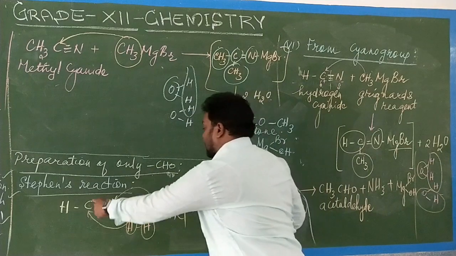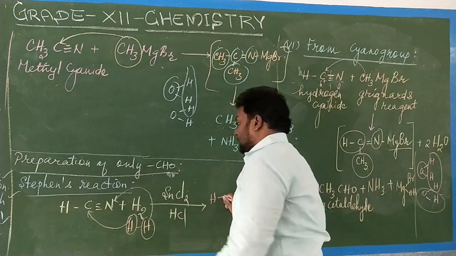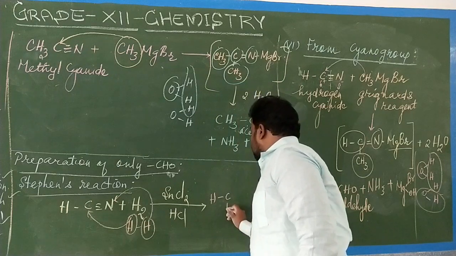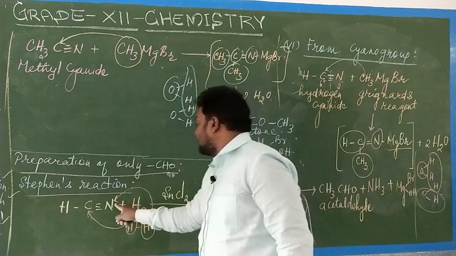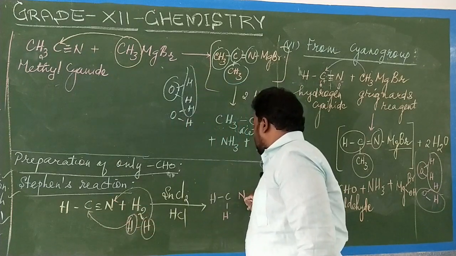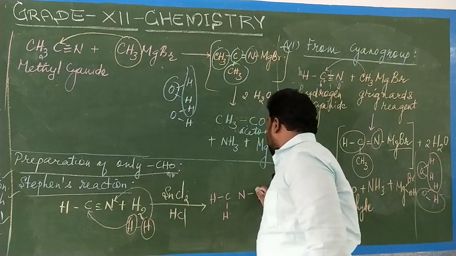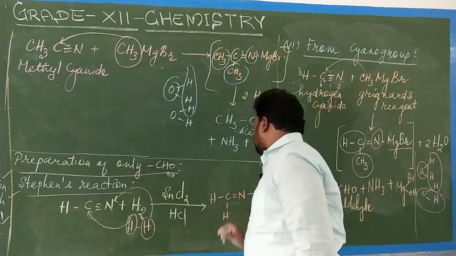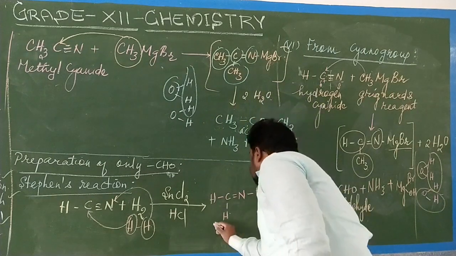We have to write it as it is. H bond C. To that C, this hydrogen has got added, then nitrogen is there. To that nitrogen, this hydrogen has got added. So what happens? The triple bond will get reduced to double bond. This compound is called as imine.